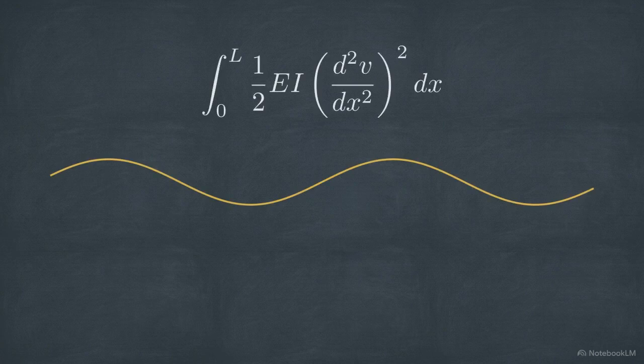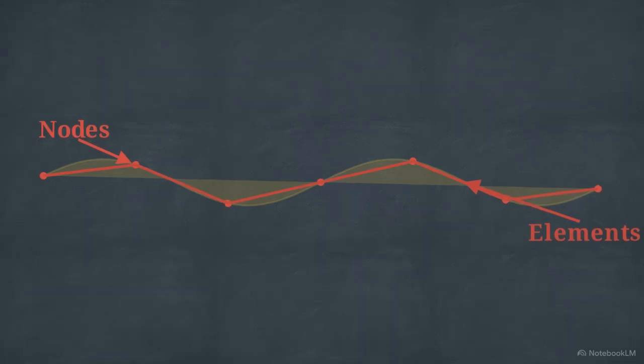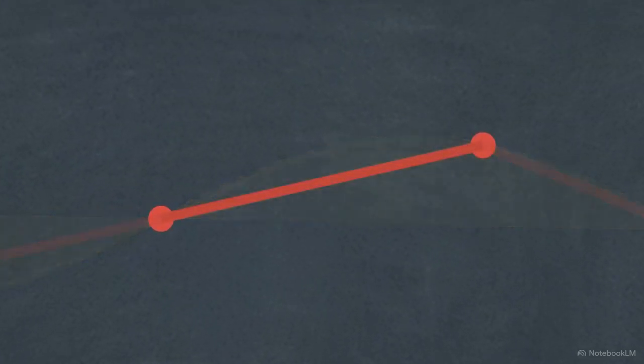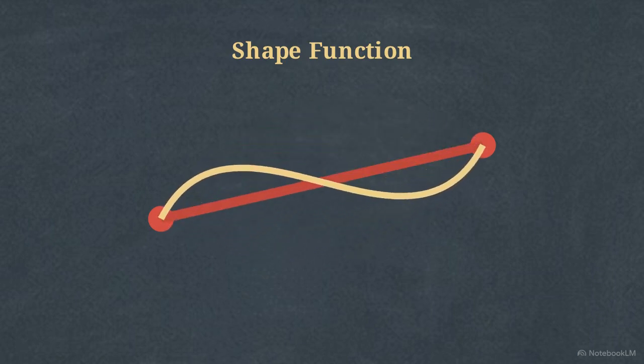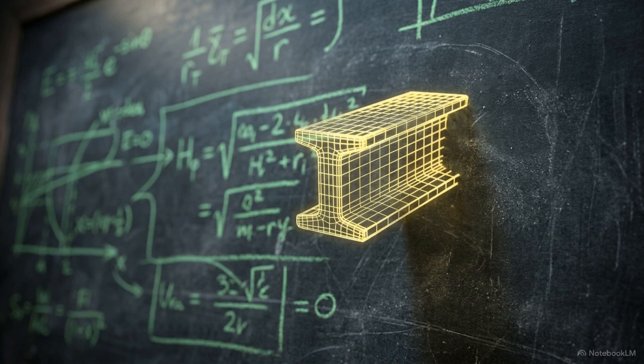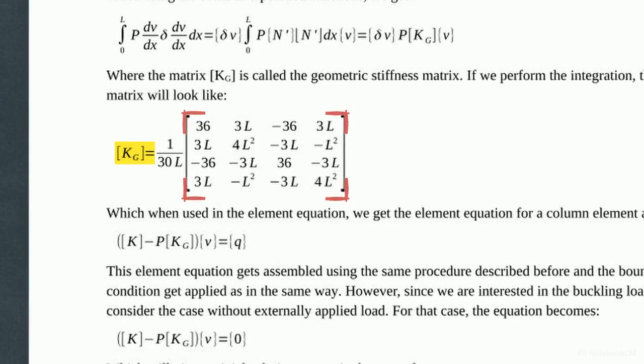To make this usable for computation, we have to translate these continuous energy integrals into the discrete language of nodes and elements. We do this using standard beam interpolation functions, the shape functions that describe how the beam moves between its connection points. By substituting these shape functions into our isolated energy integral, we can solve the calculus for a single element. As shown here, this substitution transforms the integral into a standalone matrix expression. This is the geometric stiffness matrix, Kg, a 4x4 array defining the element's instability.